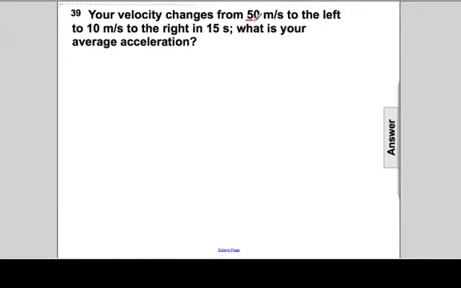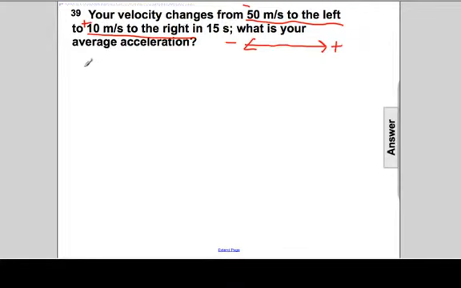When we start off with some speed, 50 meters per second to the left is going to be negative. So let's draw that Cartesian line again. This is negative and this is positive. If I'm moving to the left, my velocity would be negative. If I'm moving to the right, my velocity is positive. So this second one is to the right. 10 meters per second to the right is positive.